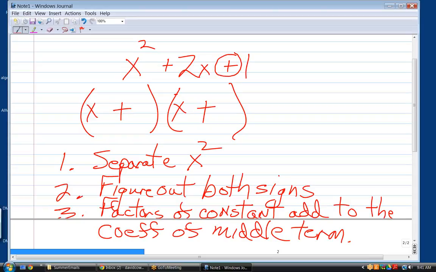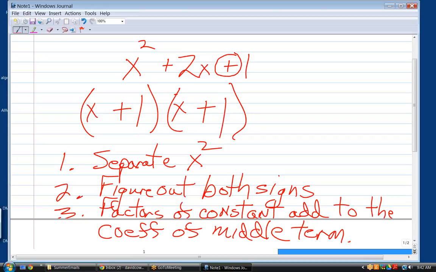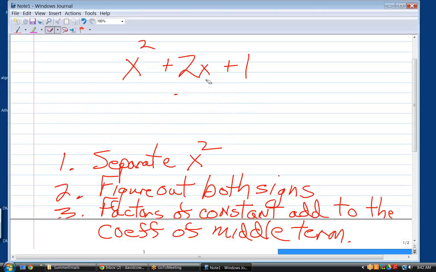What factors of 1 add to 2? Well, clearly 1 and 1. In other words, if I multiply x plus 1 times x plus 1 using whatever you want to call it, ET, or FOIL, I'm going to get x squared plus 2x plus 1. So, in effect, factoring is the reverse of multiplying two linear factors together. But always use these 3 steps, okay? Now I'm going to make them harder.